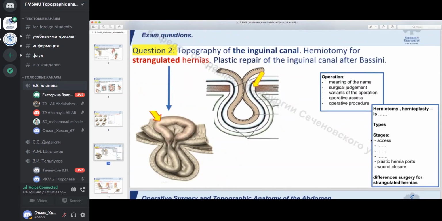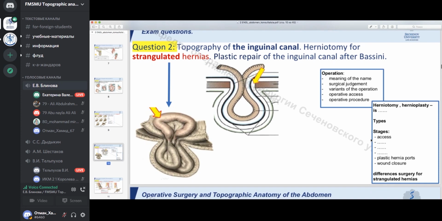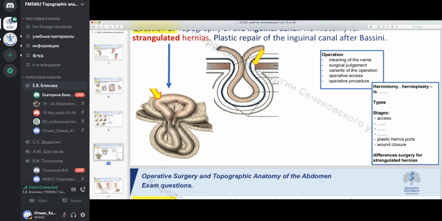Yes. The next is a herniotomy for the strangulated hernia and the Bassini method. A strangulated hernia is a hernia whose contents are pressed inside of the hernia orifice. It may be elastic strangulation when the muscle contracts, or a fecal strangulation; as usual, older people have fecal strangulation by the fecal mass. What should you do?